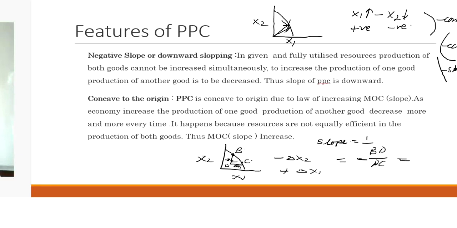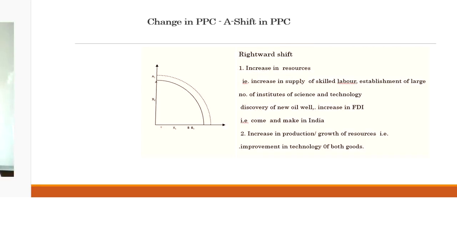According to the given values, BD is equal to minus delta X2 and DC is equal to delta X1. So the slope is negative and the slope is increasing. The rate of change, or the direction of slope, may be of three types. It may be constant, it may be increasing, it may be decreasing. That rate is known as slope or marginal opportunity cost. Okay, if you have any doubt, you can ask.